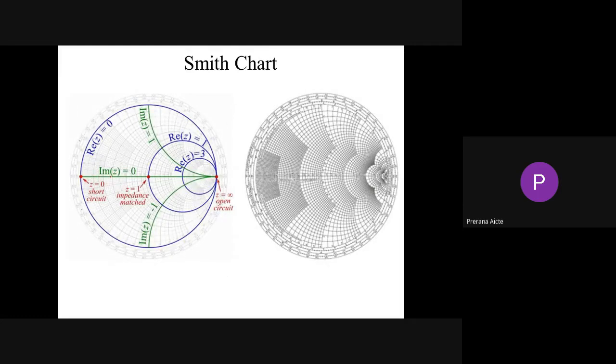So summarizing these Smith charts, Z equal to 0 represents the short circuit impedance, and Z equal to infinity represents the open circuit impedance, and Z equal to Z naught represents the impedance matching line.